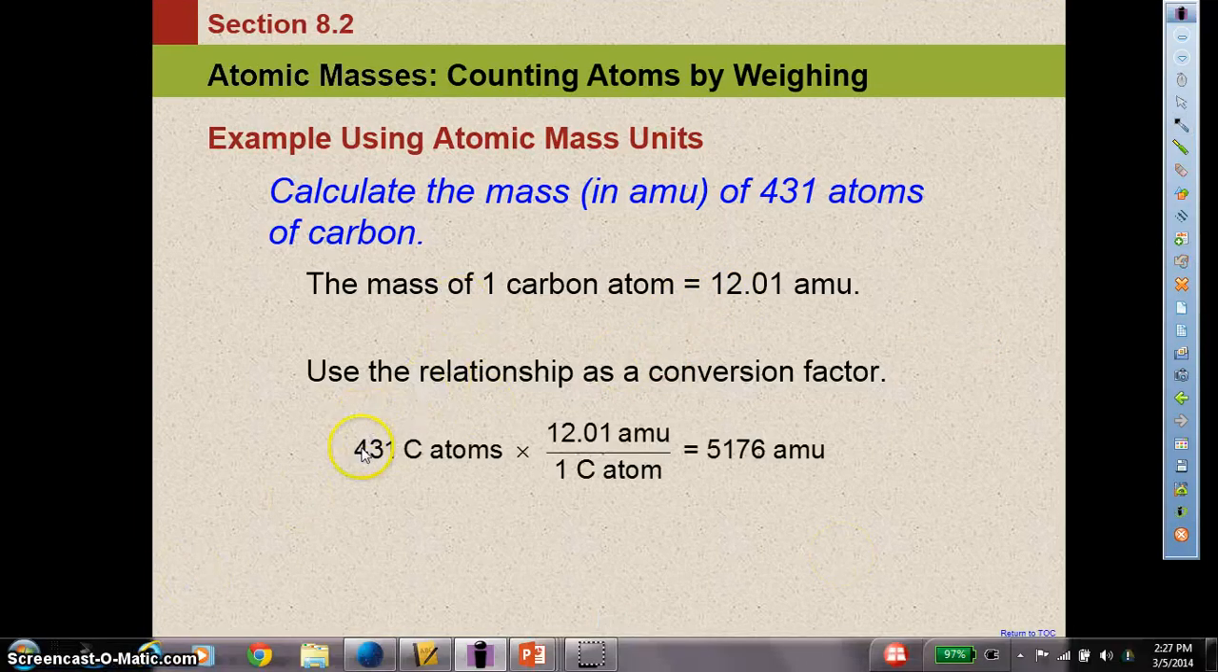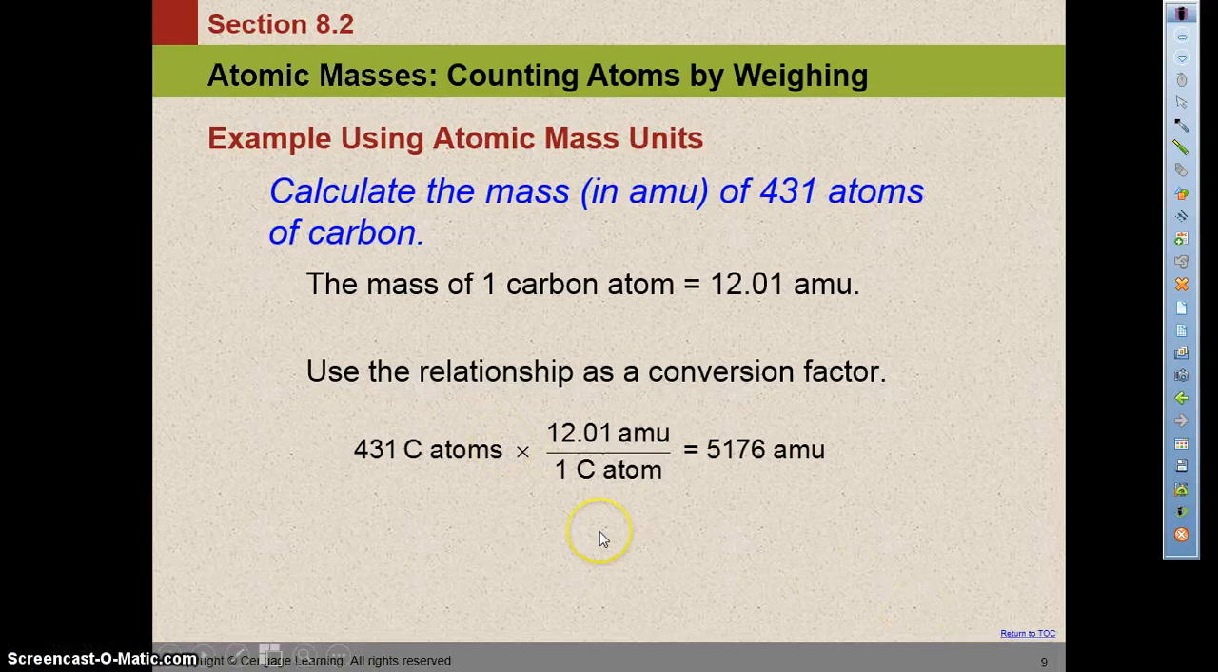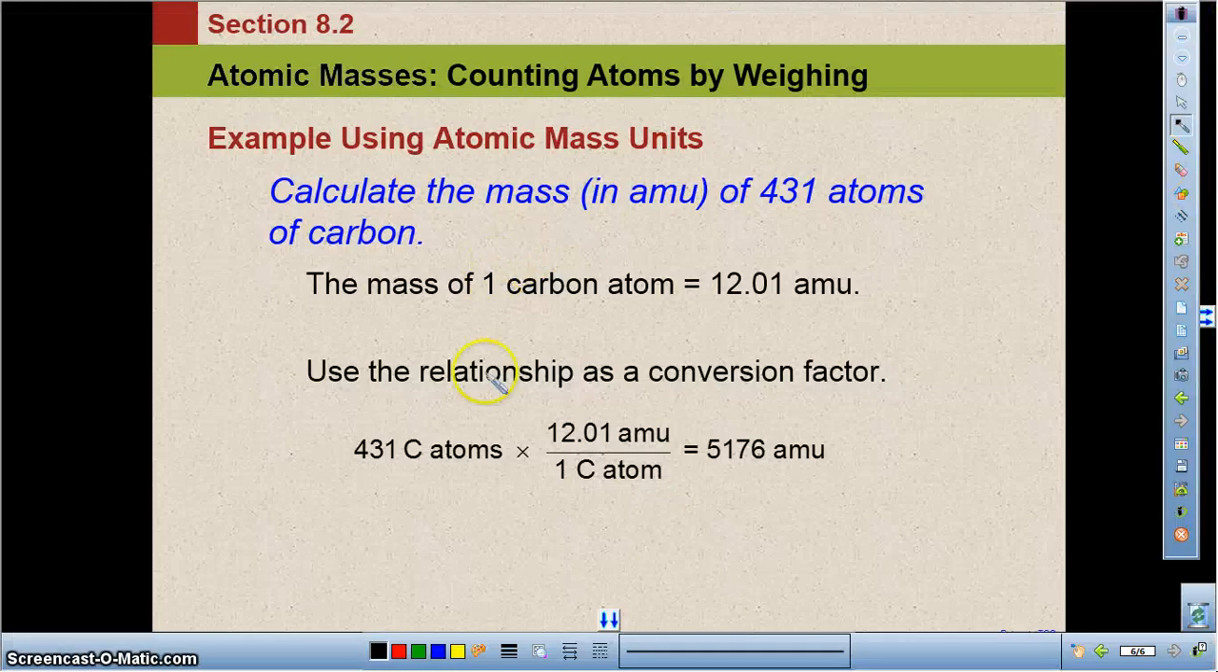So we go ahead and answer the question by taking the 431 carbon atoms that we started off with, and we're going to use the conversion factor. We want the 12.01 AMUs over one carbon atom, and that's going to allow us to cancel carbon atoms. Remember, if you cannot cancel them, you don't have this set up correctly. So my answer is going to be in atomic mass units, or AMUs. It's the front number times the top divided by the bottom. In this case, it's divided by 1, so just 431 times 12.01, and you get 5,176 AMUs. So if I have 431 atoms of carbon, it's going to weigh 5,176 atomic mass units.